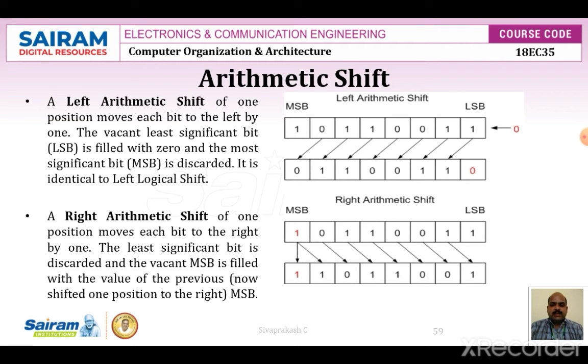So the right arithmetic shift retains the MSB bit as it is and moves the same bit one step ahead towards the LSB, and lastly the LSB bit is going to be discarded. That is going to be the difference between arithmetic shift and logical shift in the right operation.